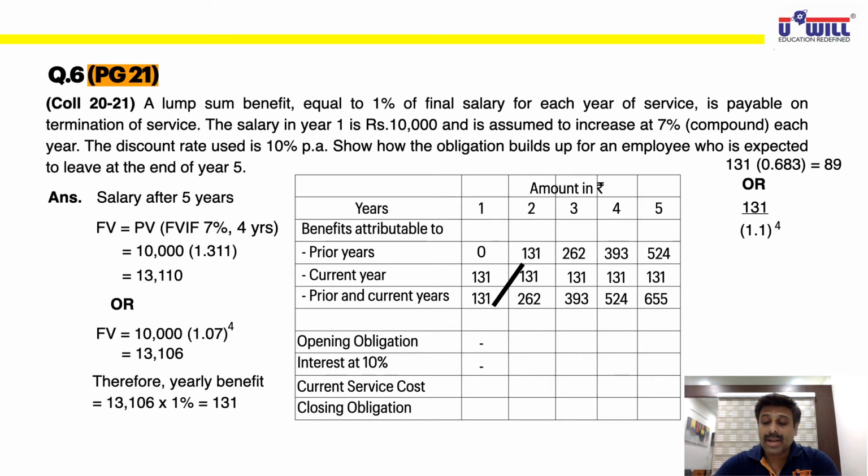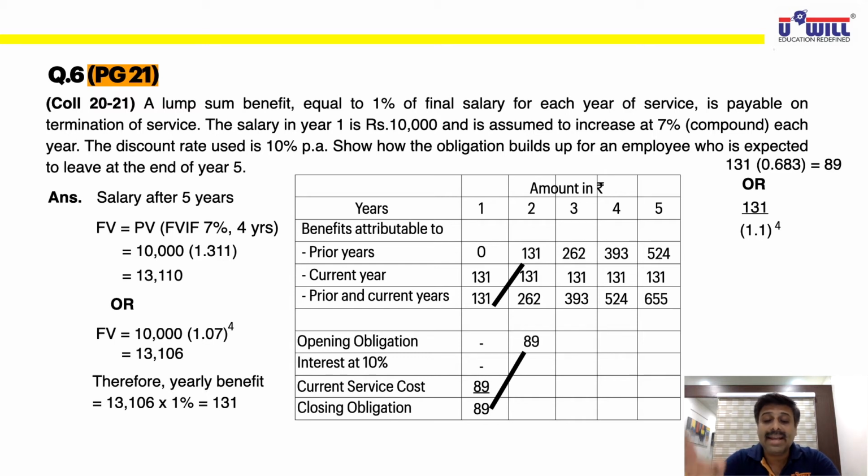Okay. Now 89 rupees will be the current service cost, which means to get 131 rupees after 5 years, at the end of year 1 we have to invest 89 rupees. This is our current year's service cost. So what is closing obligation? 89 itself. This 89 will become the opening obligation of year 2.